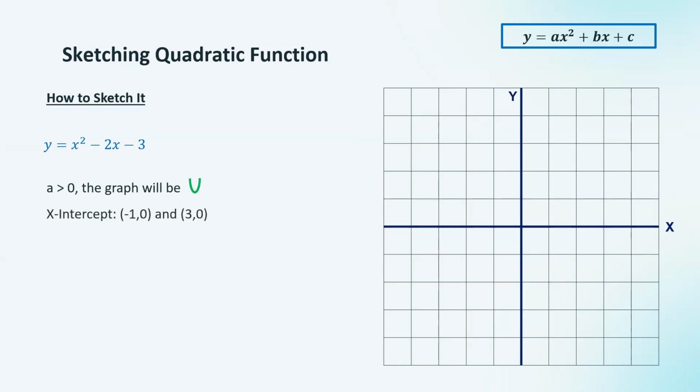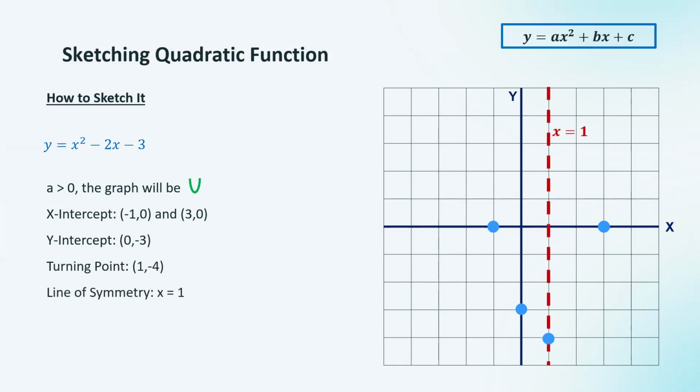After that, we have the x-intercept, which is (-1, 0) and (3, 0). We can try to plot these values in the graph so that it will look like this. After this, we know that the y-intercept is (0, -3). So it's going to be over here. And then the turning point over here. And then we can try to draw the line of symmetry, which is x equals 1. Now, we have to remember that the graph is always going to be symmetrical to the line of symmetry. That is what the line of symmetry is used for.